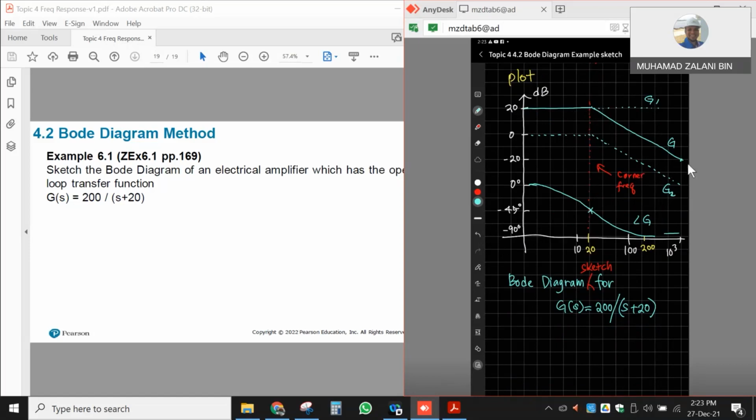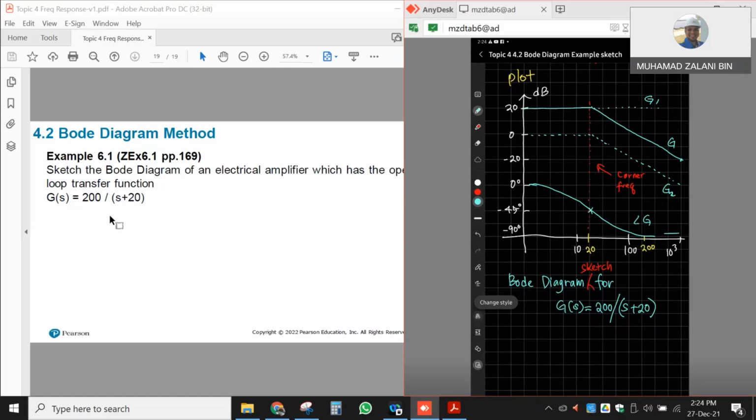All right. So we plot it as usual for the phase angle as well, starting from 0 degree towards infinity. This is the angle of G. So that is the way we can handle, for example, a problem related to sketching the Bode diagram of an electrical amplifier which has the transfer function G of S equals 200 over S plus 20.